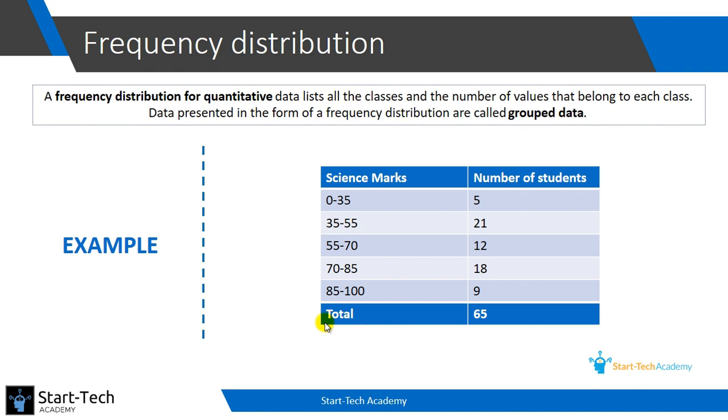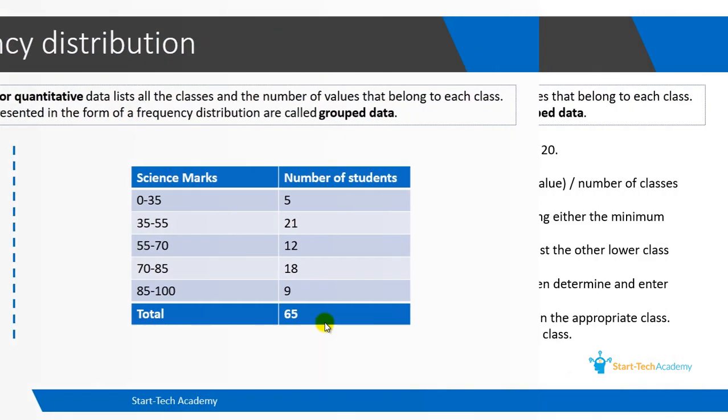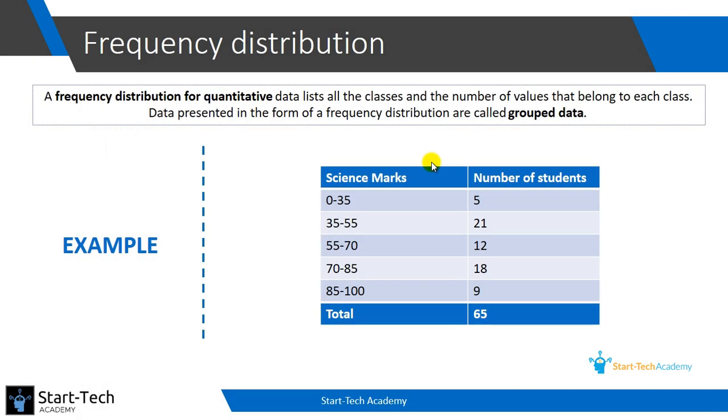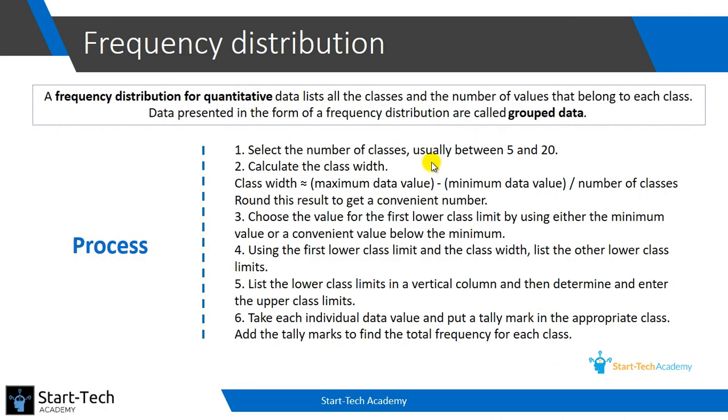So how to draw a histogram when you have continuous data? I have outlined that process in these six steps. When you have a list of continuous data, the first thing you need to decide is the number of classes that you want, that is the number of categories. For example, in the previous example, we have five classes. So first thing you need to decide is how many classes you want in your table.